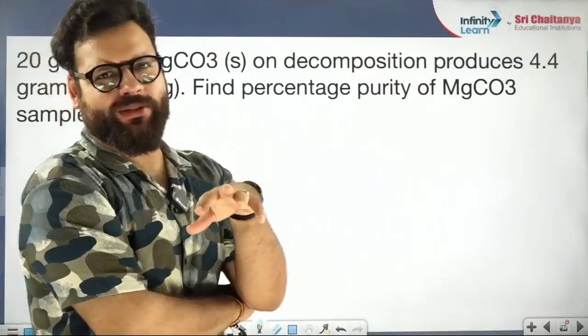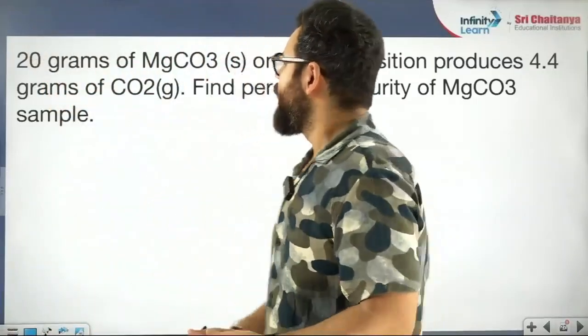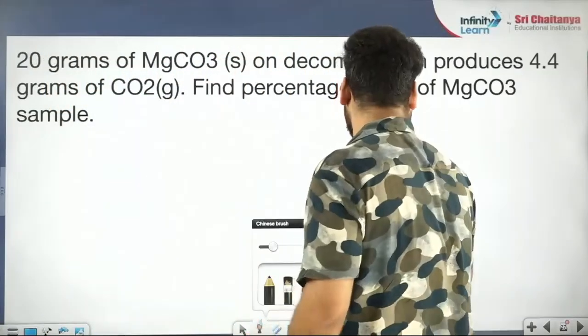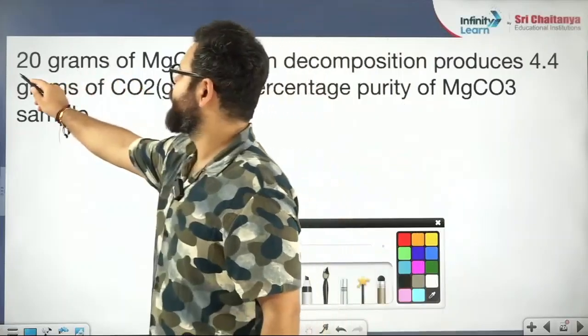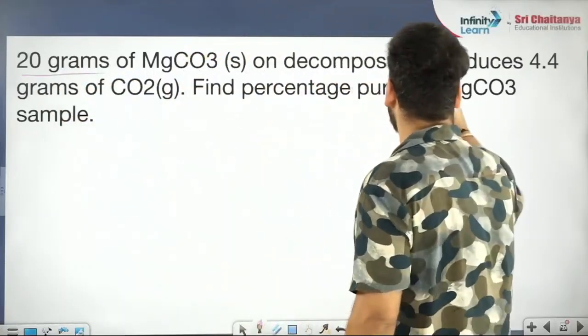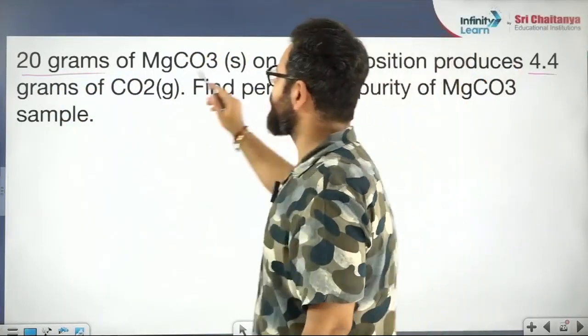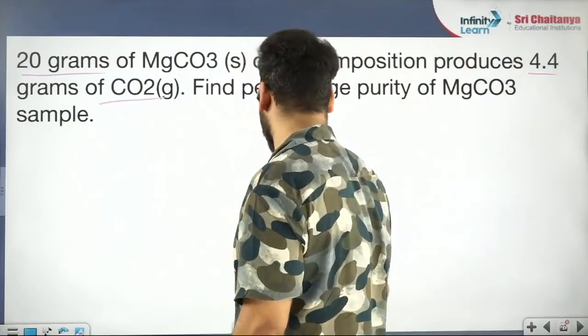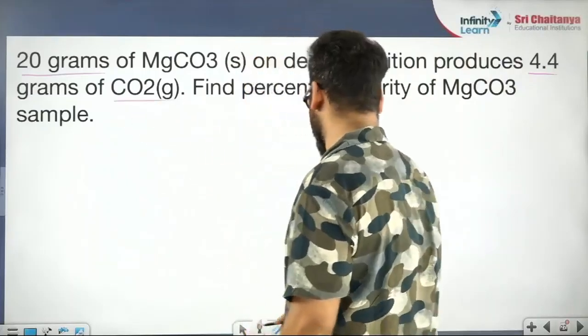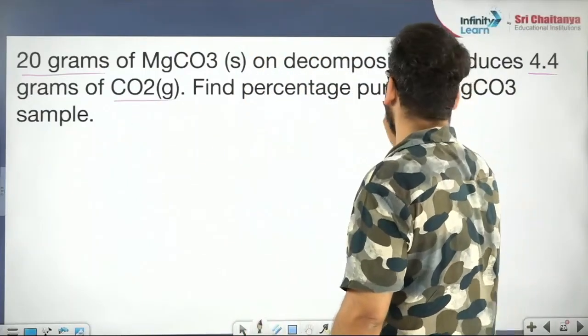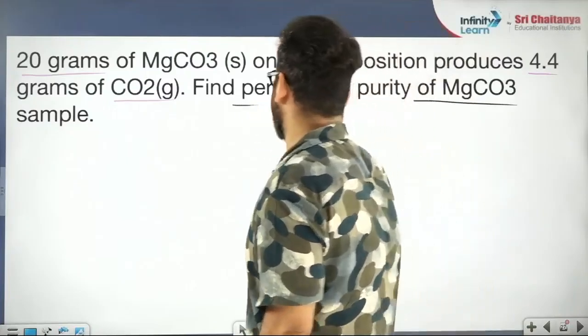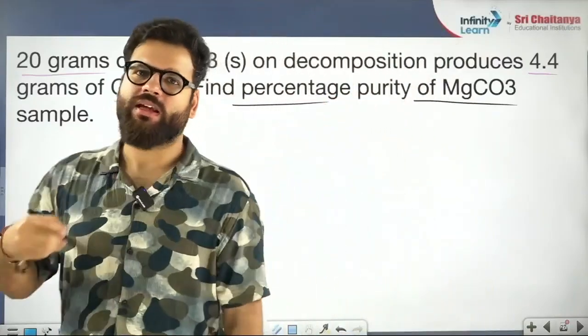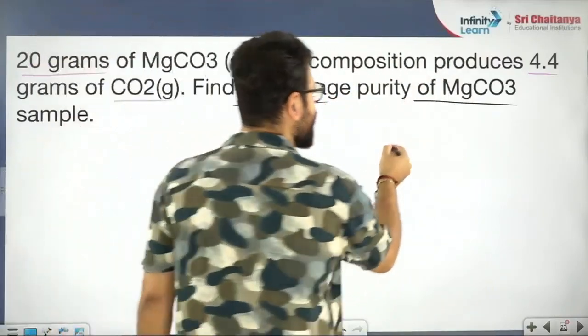Now, how to find the percentage? It's very simple. 20 grams of MgCO3 they are breaking, and you are getting 4.4 grams of CO2 gas. Then how much of MgCO3 is pure? You think like this.